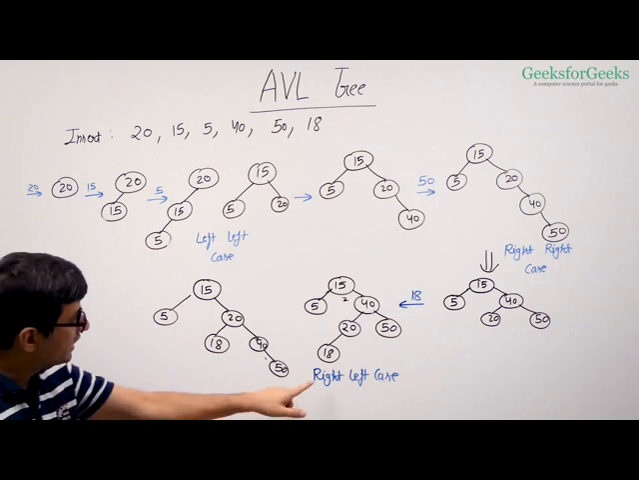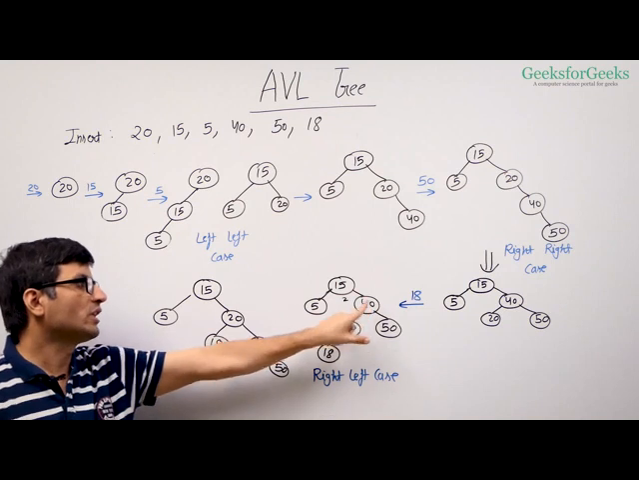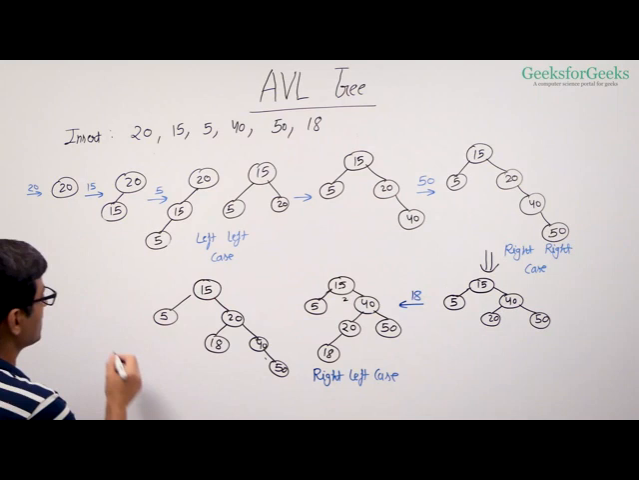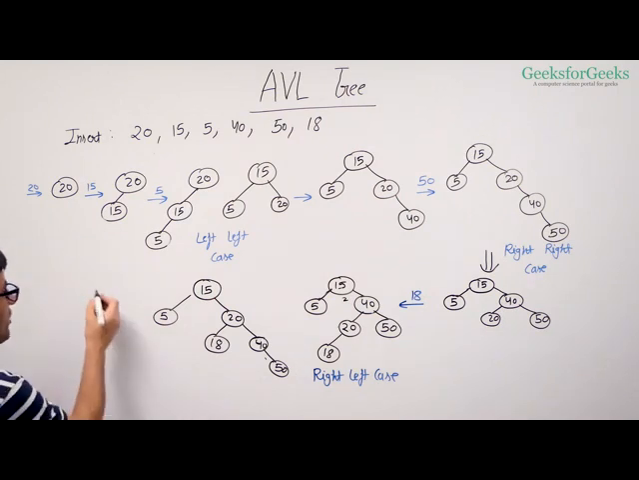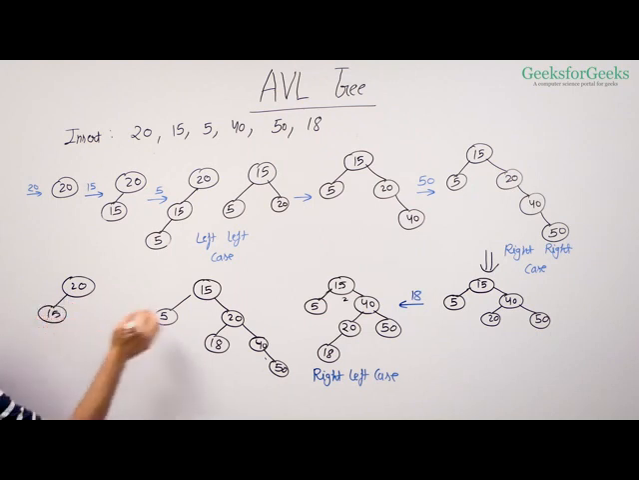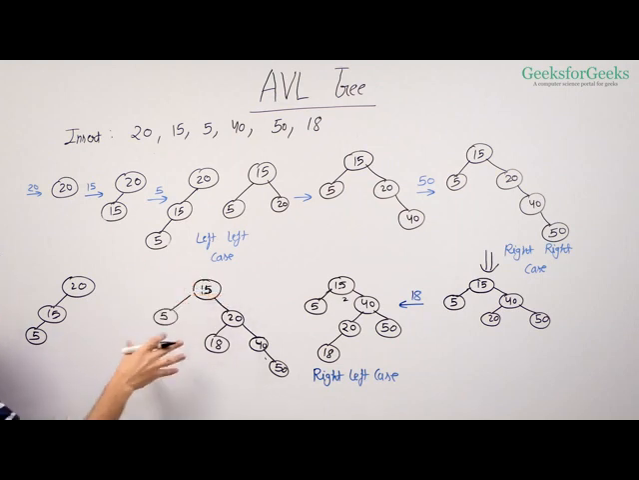Right, so in the right-left case, we first do one rotation around this node and then we do a rotation around the main unbalanced node. So now we do a rotation around this. What will happen now? 20 will come here. 15 will become left of it. We are doing a rotation around this. So this will become 15's left child. Then 5 is left of 15. Right? This whole subtree is going to go to the left side. And this 20 is going to get to the root. And then 18 is going to go here. Then 40 and then 50.